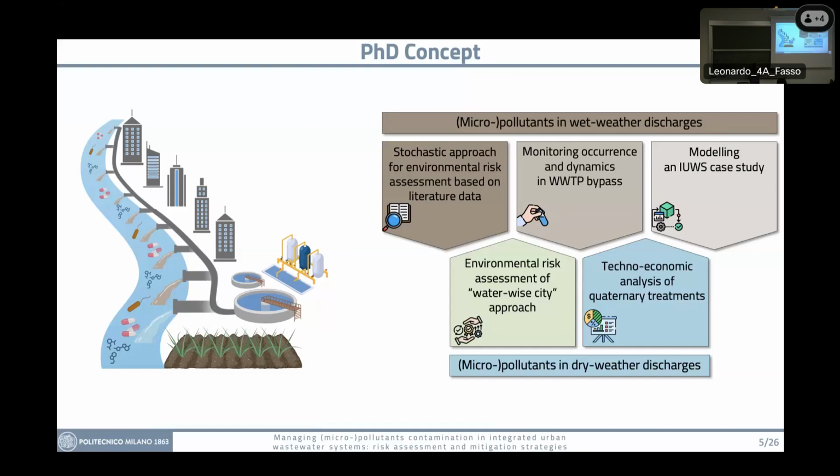Moving to the dry weather pollution, we started with the assessment of the environmental risk caused by this water-wise city approach, to understand whether this approach that seems to be innovative is also good for water pollution, or whether there are some risks that need to be addressed. And then we focused on the quaternary treatments, which are treatments that need to be implemented in wastewater treatment plants in order to remove micropollutants. But right now, we still don't know what the best combinations of these treatments are, so we need to investigate this further.